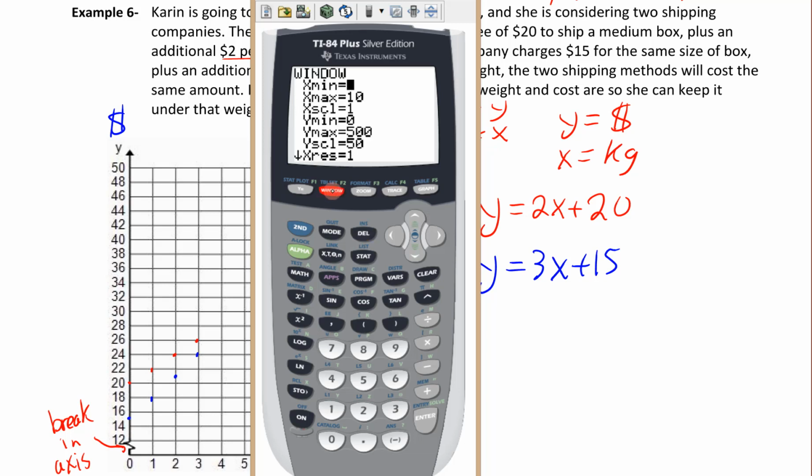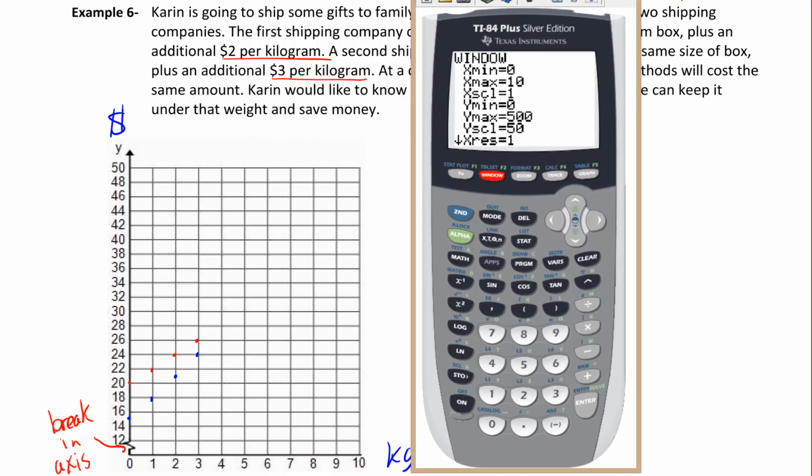And then we're immediately going to go over here and make this look, as far as the x and y axis, the same as what we've got on the graph here. So in the x direction, we start at 0 and we go to 10. And again, that represents kilograms, marked every one. And then in the y direction, we're going to start at 0. There's not really a good way to break the axis, although we could just start at 12. I'm going to start at 0. So the y-min is going to start at 0, and the maximum is 50.